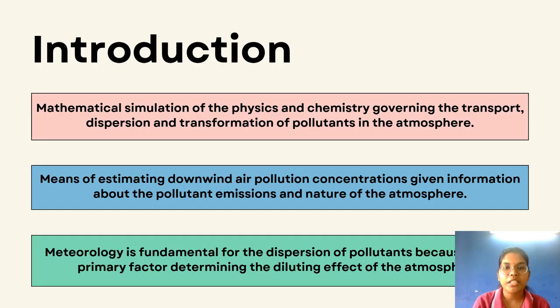Introduction: mathematical simulation of the physics and chemistry governing the transport, dispersion, and transformation of pollutant in the atmosphere. Means of estimating downwind air pollution concentration given information about the pollutant emission and the nature of the atmosphere. Meteorology is fundamental to the dispersion of pollutant because it is the primary factor determining the damping effect of the atmosphere.